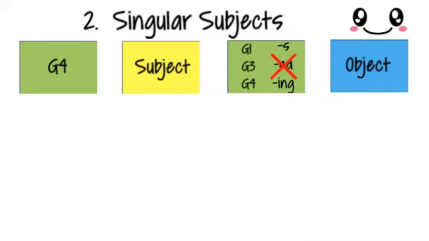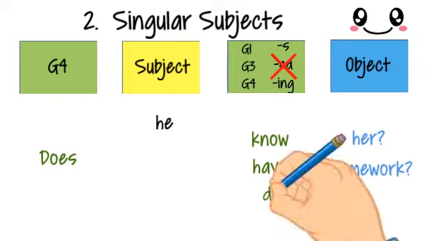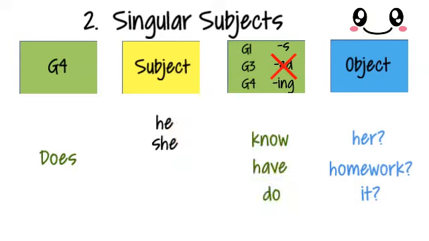The same applies to singular subjects. For example, does he know her? Does he have homework? Does he do it? Does she know her? Does she have homework? Does she do it? Does it know her? Does it have homework? Does it do it?